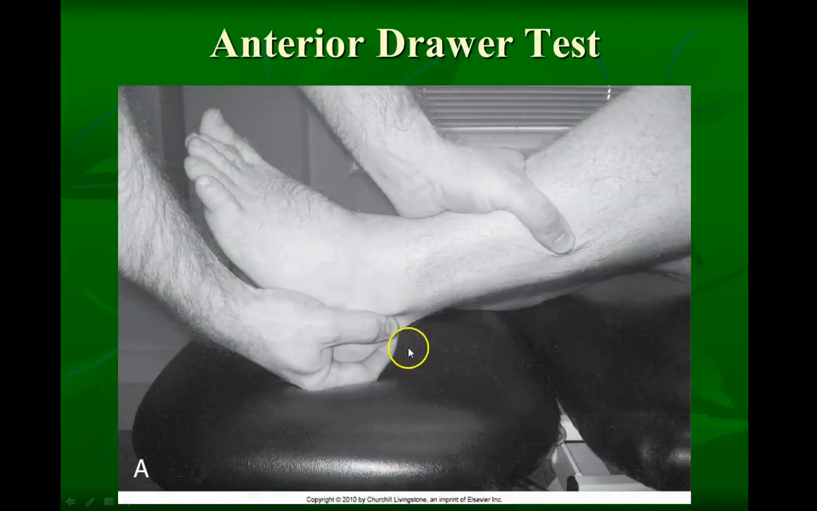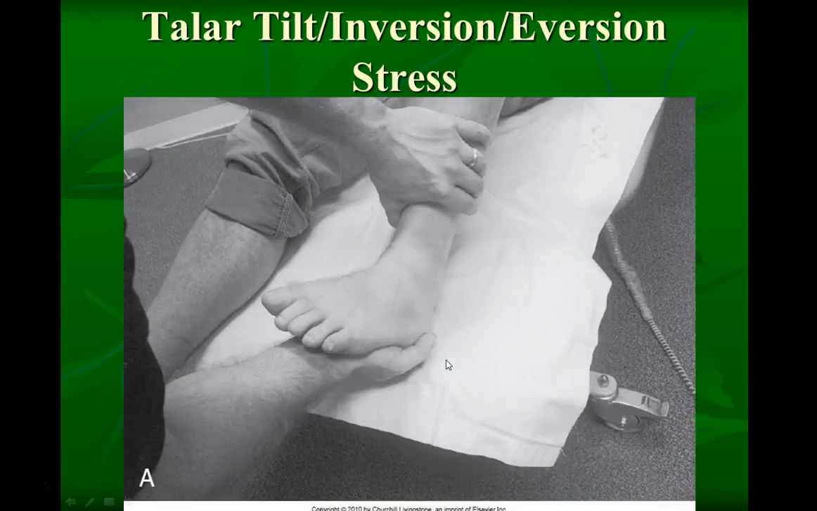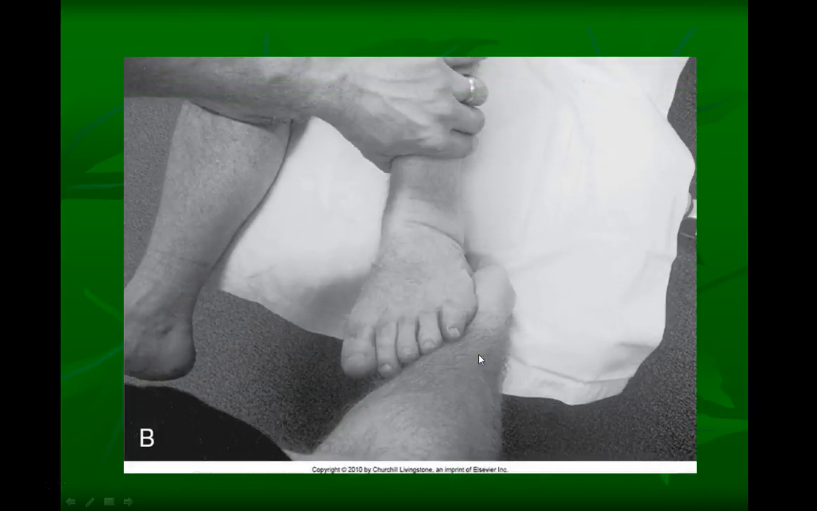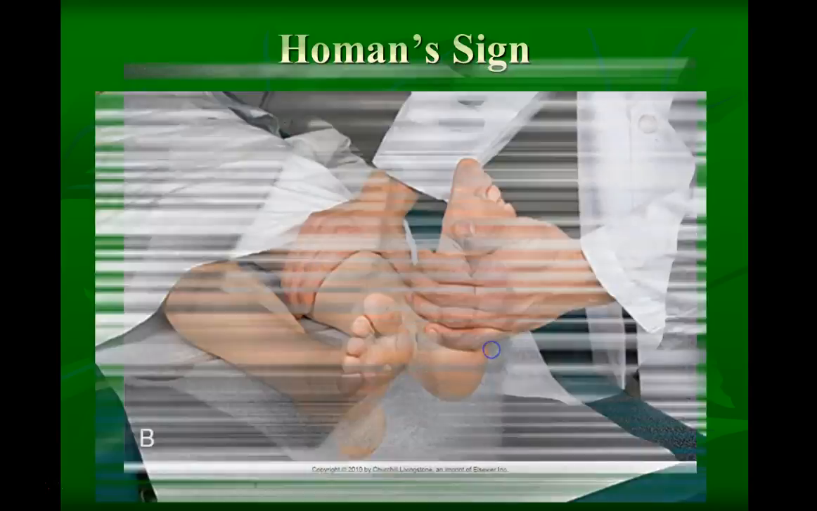Okay, the next slides are just going to be some special tests, which we'll do in lab. That's the anterior drawer test, Talar tilt test for inversion and eversion stress, looking at lateral and medial ligament sprains in that case. Okay, and then there would be the other part, looking at eversion.